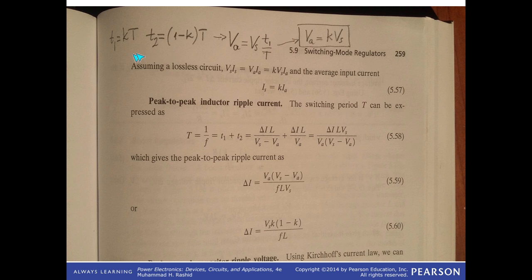T1 is KT. You remember that. T2 is 1 minus K times T. Therefore, remember in the equation, VA is Vs T1 over T. VA is equal to K Vs. You remember that. Therefore, Vs, I'm sorry, I couldn't see. Just a moment.